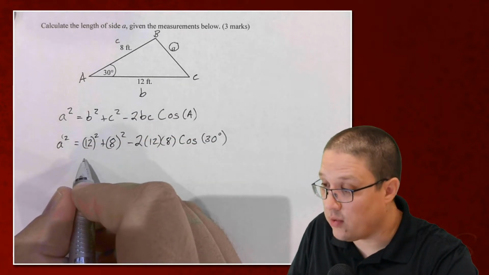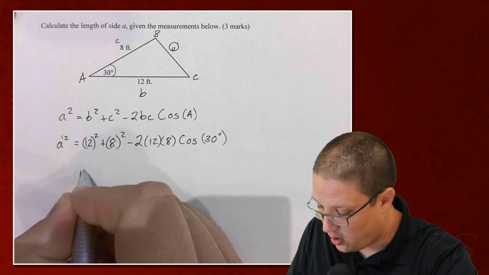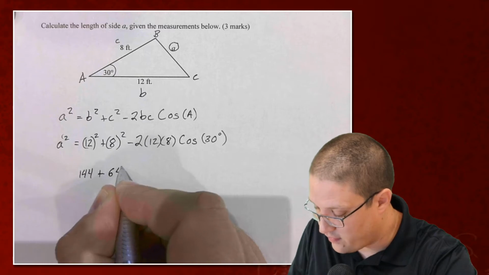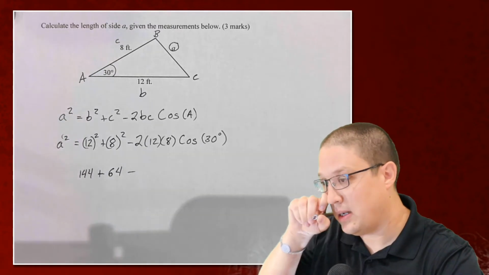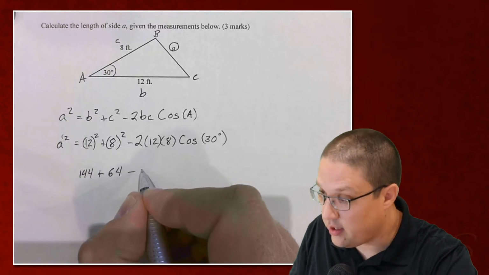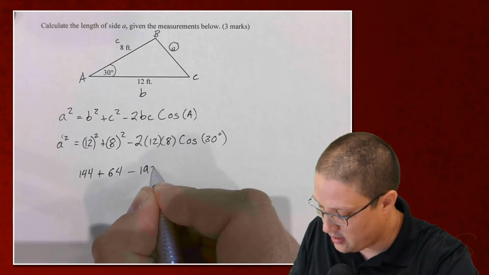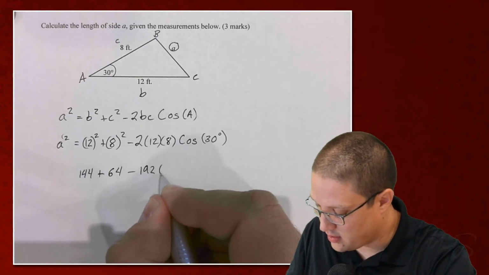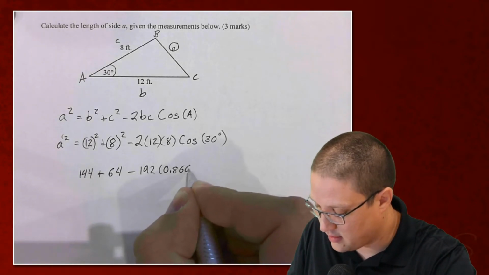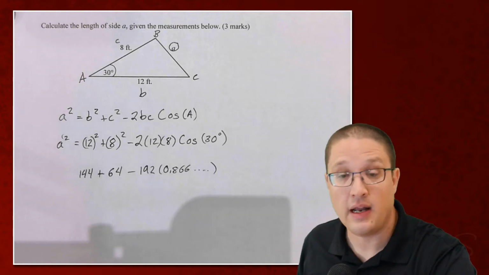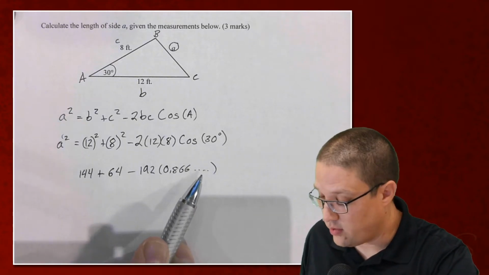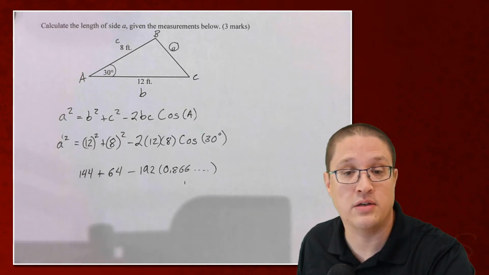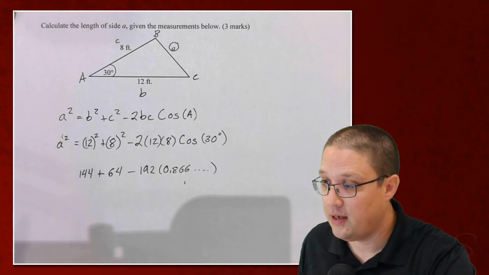So, as we go through this, this would be 144 plus 64 minus, now this chunk here works out to 192 times the cosine of 30. Cosine of 30 works out to 0.866 and a bunch more decimals that I'm leaving in my calculator. I don't need to write down all these decimals, but it is a good idea to leave them in your calculator so you don't have rounding errors later.